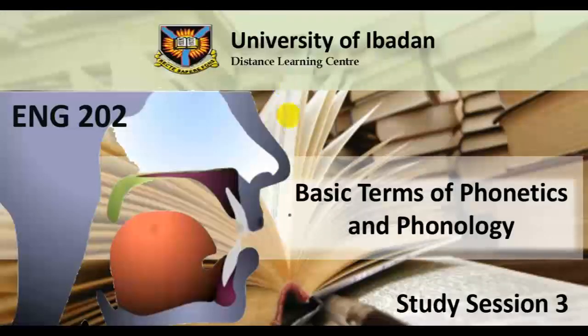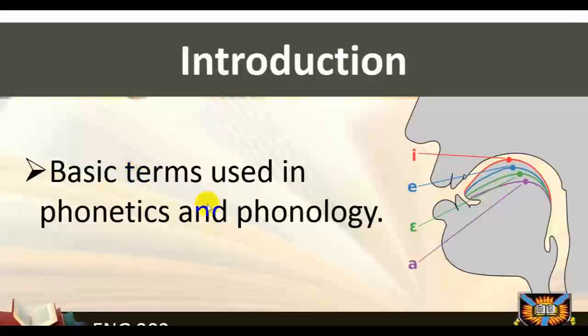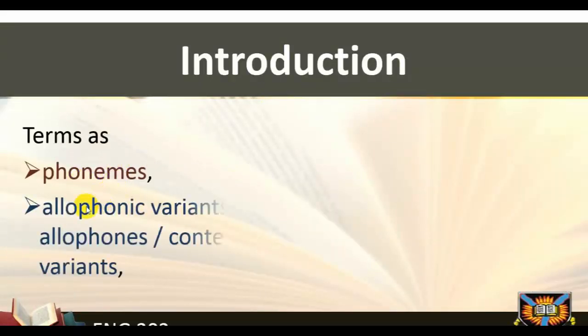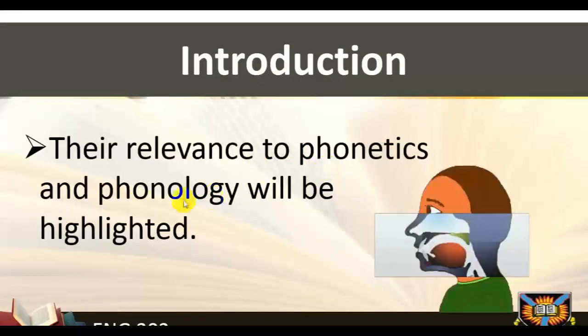Study Section 3. Basic Terms of Phonetics and Phonology. Introduction. This study section will discuss some of the basic terms used in phonetics and phonology. Here you will come across such terms as phonemes, allophonic variants, allophones, contextual variants, phones, minimal pair, complementary distribution, etc. Their relevance to phonetics and phonology will be highlighted.